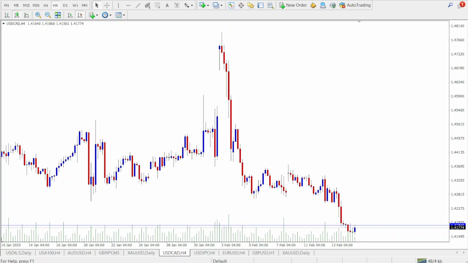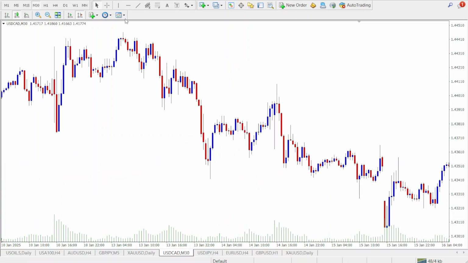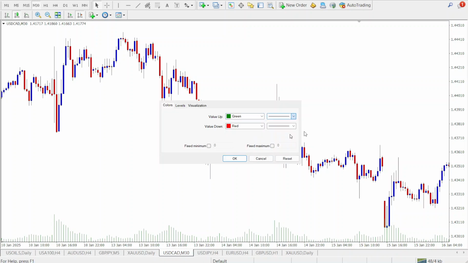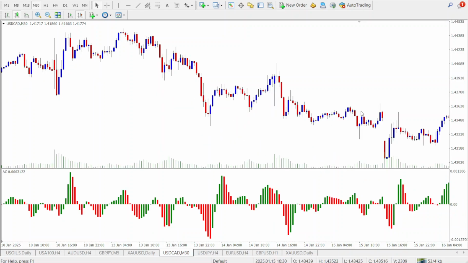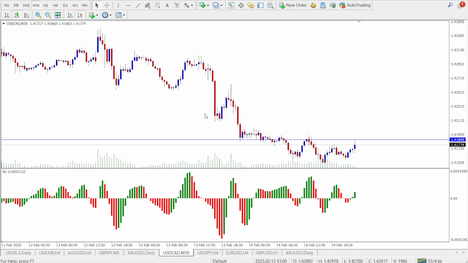First of all, let us break down exactly what the Accelerator Oscillator is and why it is so useful for traders. I'm going to add it to the chart right away. This is how the Accelerator Oscillator looks. It is a momentum based indicator that helps traders identify when price acceleration is increasing or slowing down.